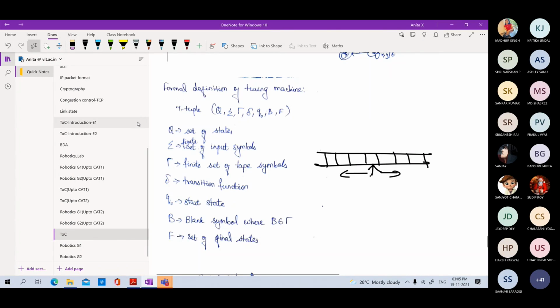Now we are going to move on to the Turing machine. Till this point we have discussed the finite automata, and next comes the push-down automata. Now what we are going to deal with is the Turing machine. Finite automata is for the regular languages and push-down automata is for the context-free languages. And the Turing machine is for the recursive languages or recursively enumerable languages.